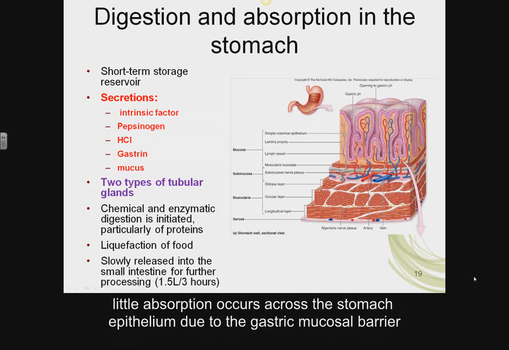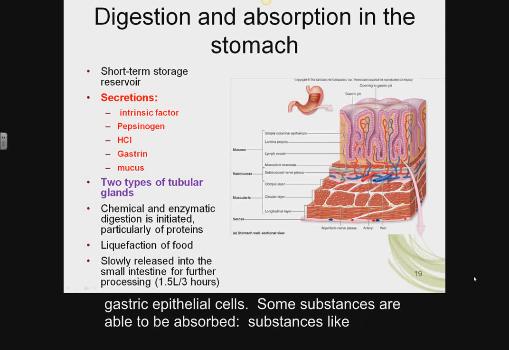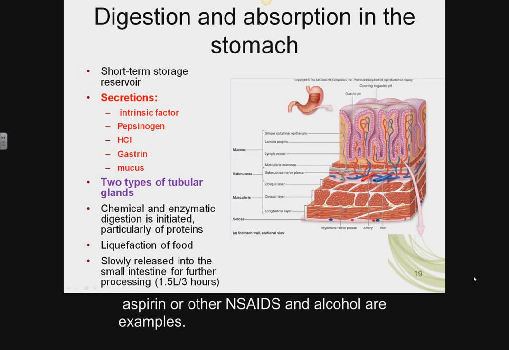Very little absorption occurs across the stomach epithelium due to the gastric mucosal barrier, which is composed of the mucus secreted by mucus cells and the tight junctions in between the gastric epithelial cells. Some substances are able to be absorbed, substances like aspirin or other NSAIDs, and alcohol. Anything that's lipid soluble that can get through the tight cell membranes can be absorbed into the bloodstream found in the submucosa.